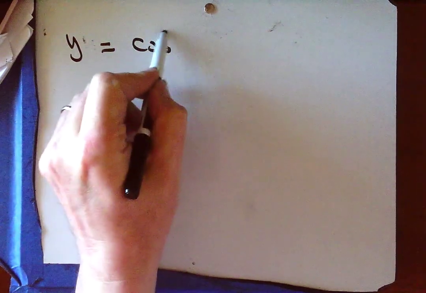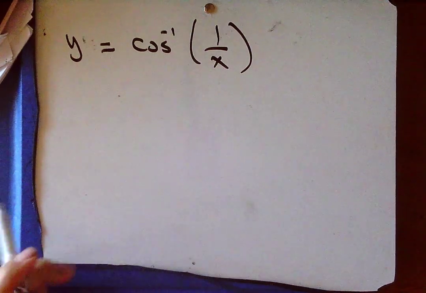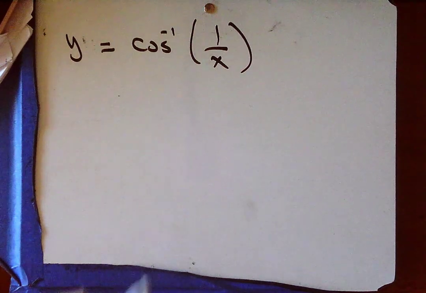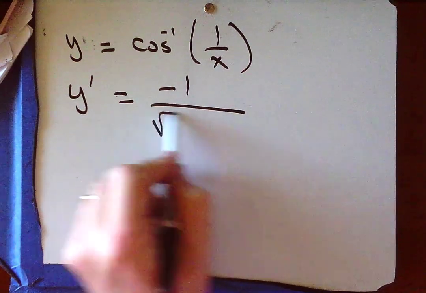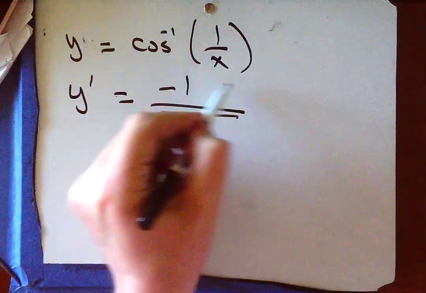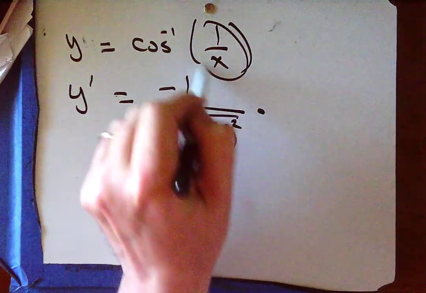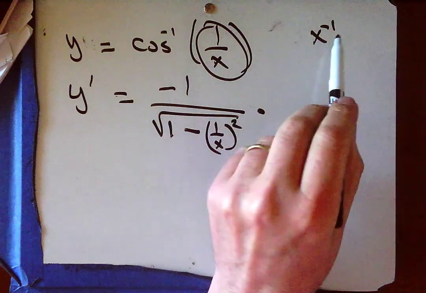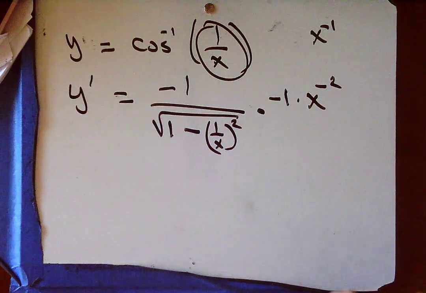I'd like to get to the place where you're really comfortable with these. Cosine inverse of 1 over x. Please find y prime if y equals inverse cosine of 1 over x. Okay, welcome back. Did you get y prime equals negative 1 over square root of 1 minus stuff squared times the derivative of that inside function? Remember, we're looking at x to the negative 1 here, so the derivative of this is going to be negative 1 x to the minus 2.